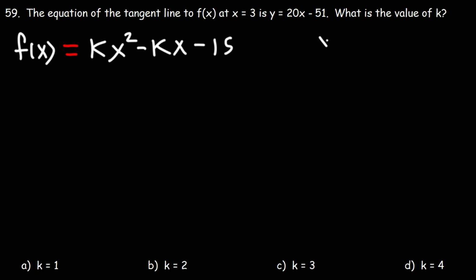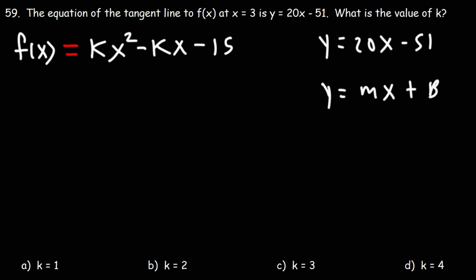So we have the equation of the tangent line, y is equal to 20x minus 51. And this is in slope-intercept form, y is equal to mx plus b. So the slope, that's going to be our m value. So we know that the slope of the tangent line is 20.